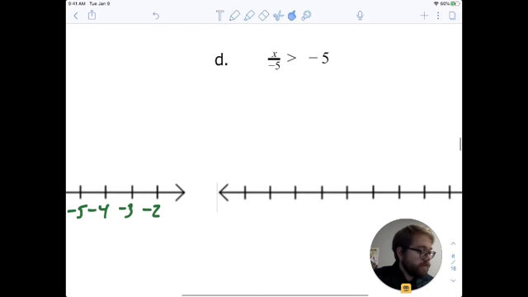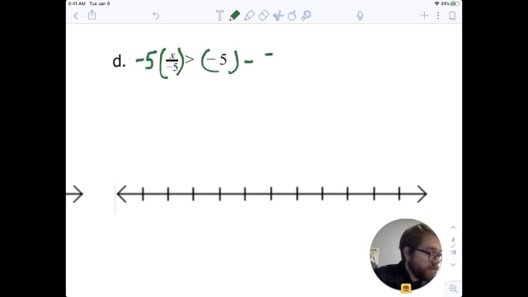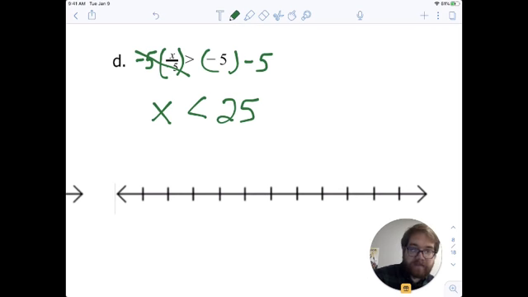Let's do one last one. D. x divided by -5 is greater than -5. Okay, x divided by -5 is greater than -5. So what is our solution here? So if this is divided by, I'm going to multiply by -5, and do that to both sides. -5 cancels out there. x, -5 times -5 is positive 25. But because I multiplied by that -5, I have to switch the sign. It becomes less than. So x is less than 25. And that's my solution.